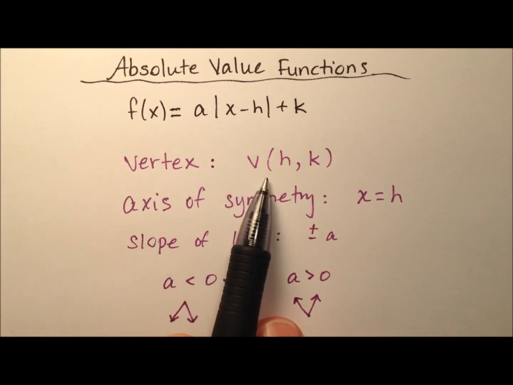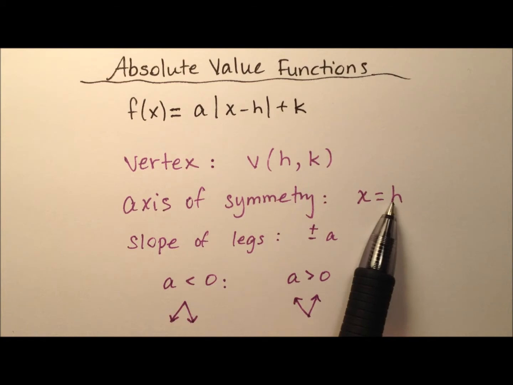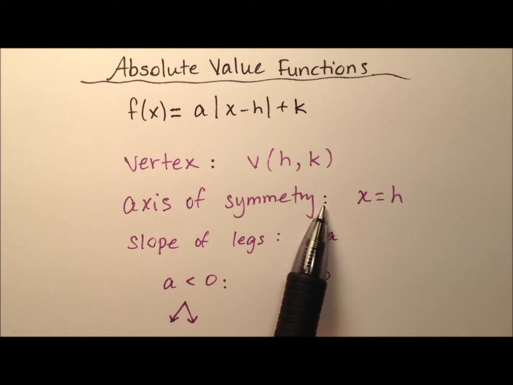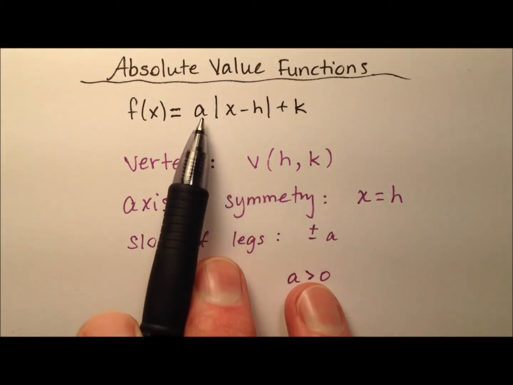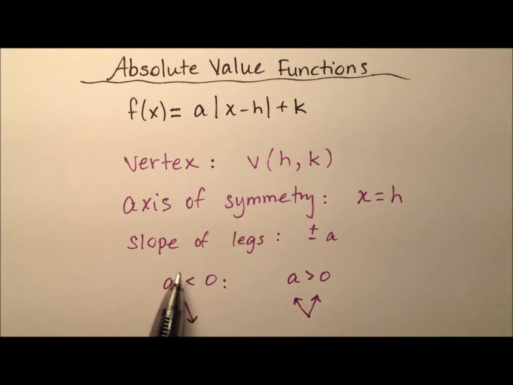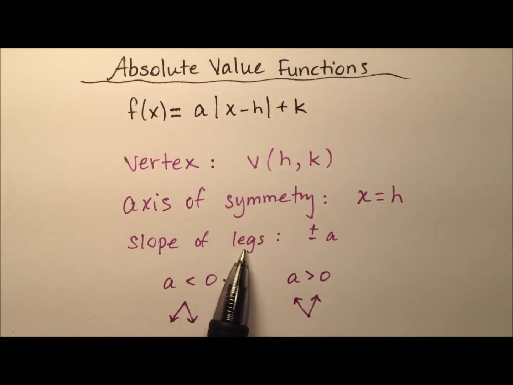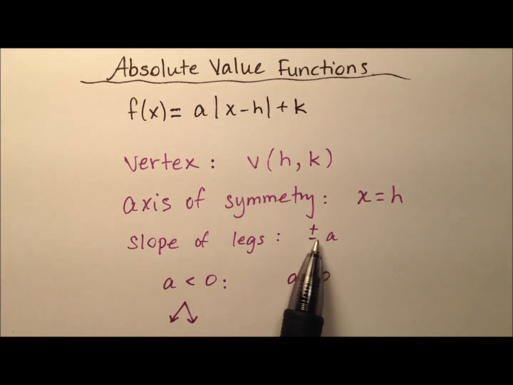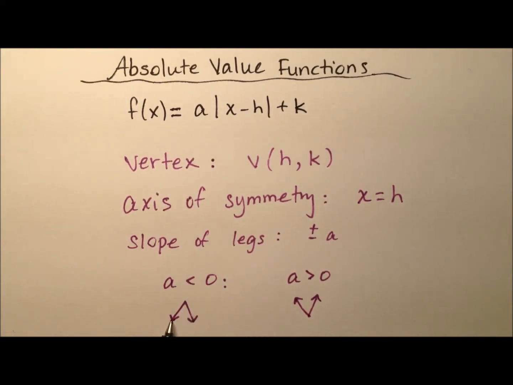Remember, because the absolute value function creates a V graph, we have an axis of symmetry that's a vertical line, x equals h, and that means the left and the right side of the absolute value function will be symmetric to one another with respect to this vertical axis of symmetry. Okay, so our a value out here plays a couple of roles. The slope of those legs that we just talked about are going to be plus or minus a, and that's just the value out front here. And of course, if a is negative, it means our absolute value will open downward. And if a is positive, it means it'll open upward.